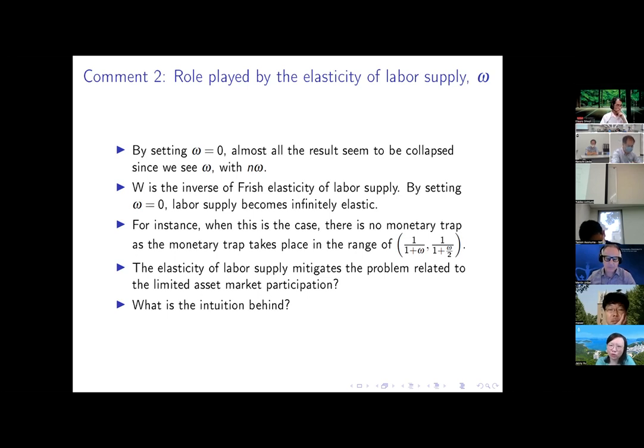That is why we no longer have the monetary trap, and a lot of the results are going to change. I guess it's because a lot of the heterogeneity works through the labor supply, the different labor supply of the Keynesian household and the Ricardian household. So when we have infinitely elastic labor supply, perhaps a lot of the channels brought by this heterogeneity are going to disappear.